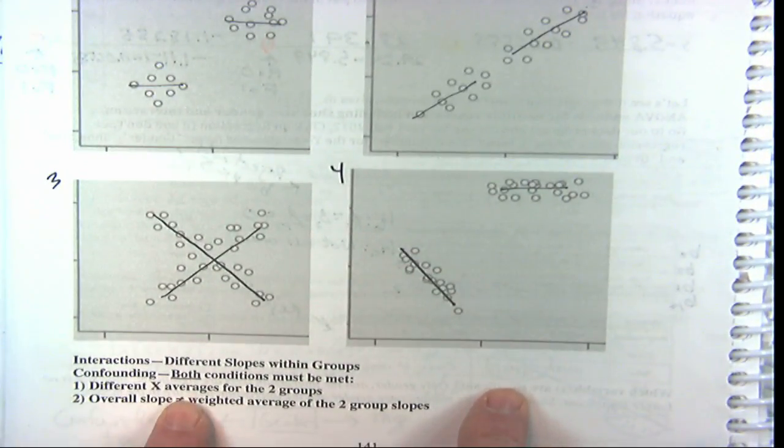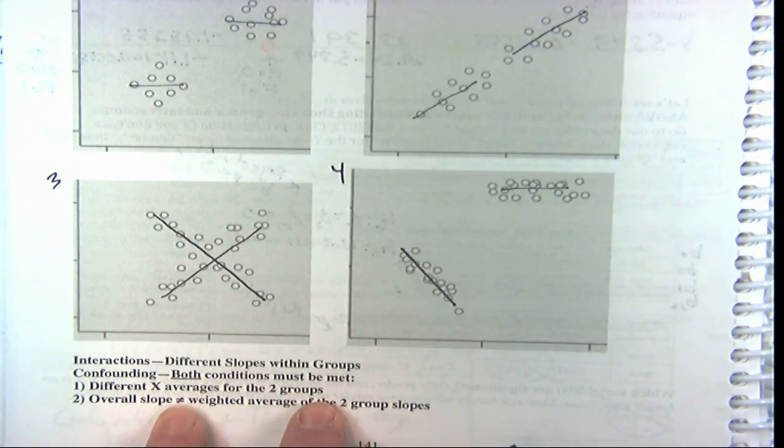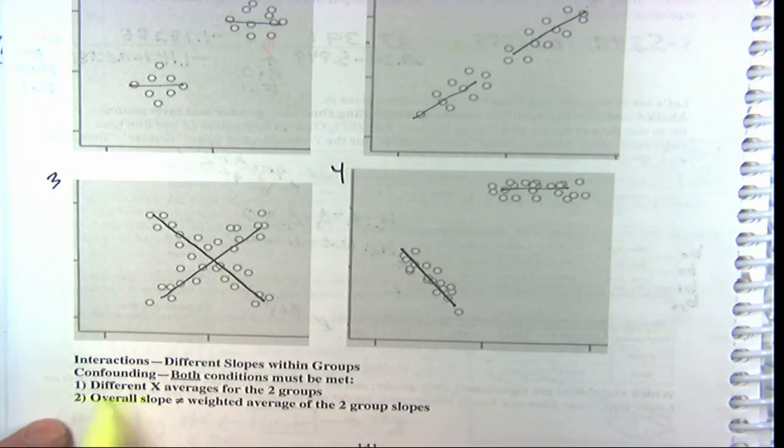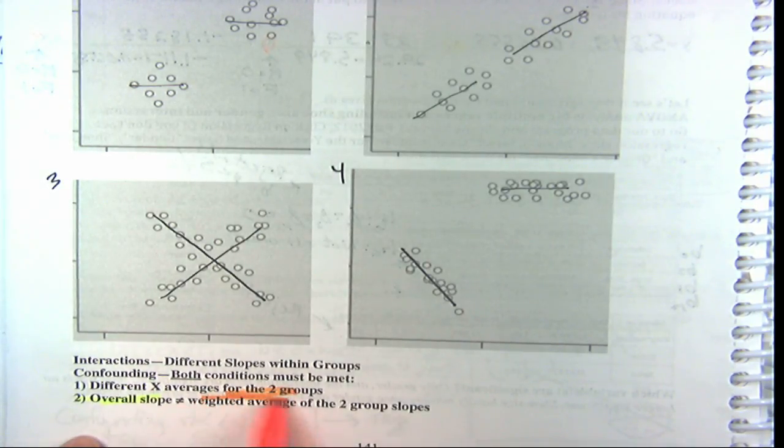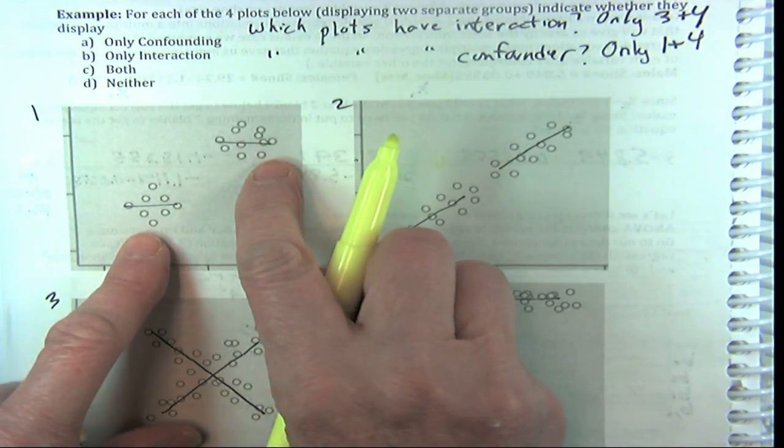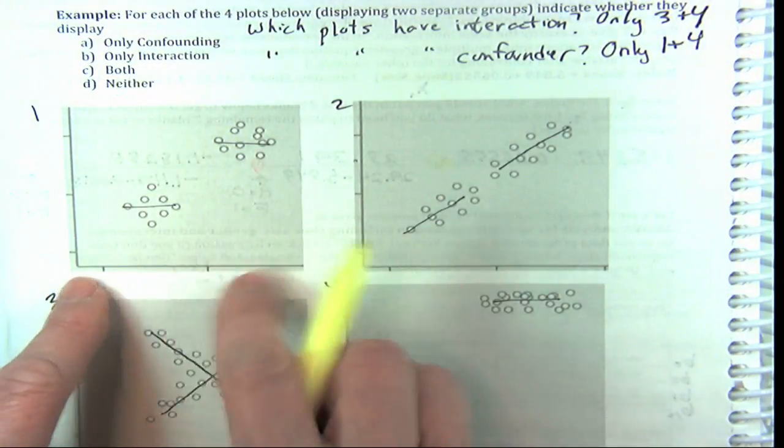Now, confounding says both these conditions must be met: different x averages for the two groups, and that the overall slope is different than the weighted average for the two groups. So let's draw them in. What's the overall slope for this?